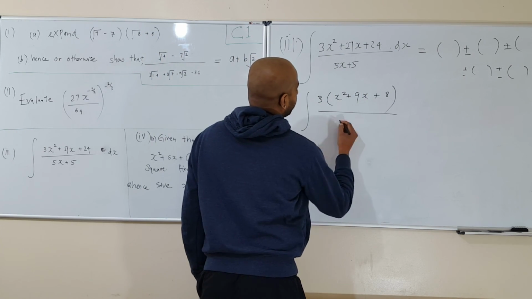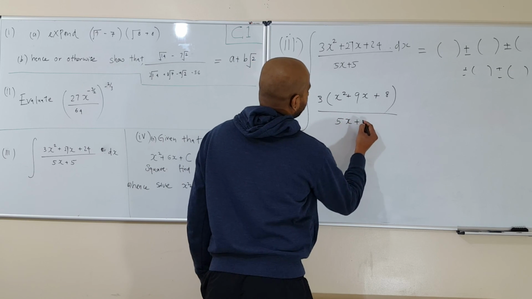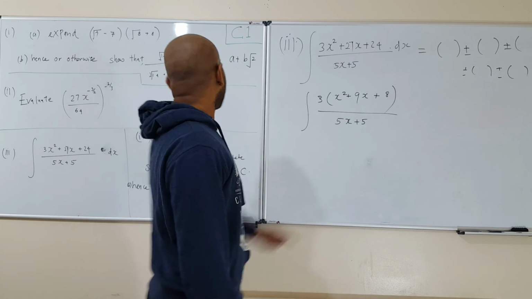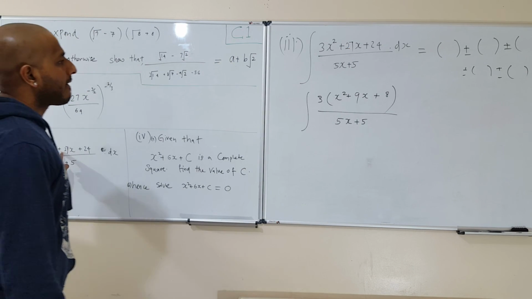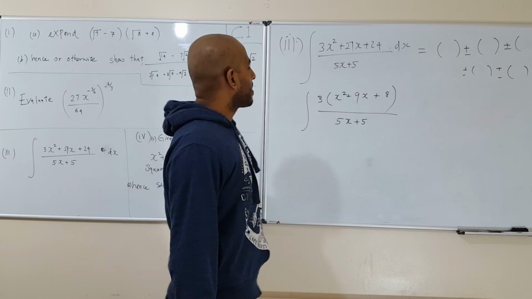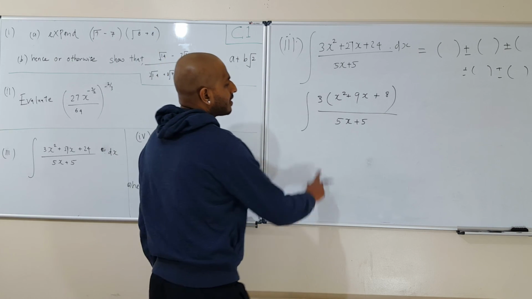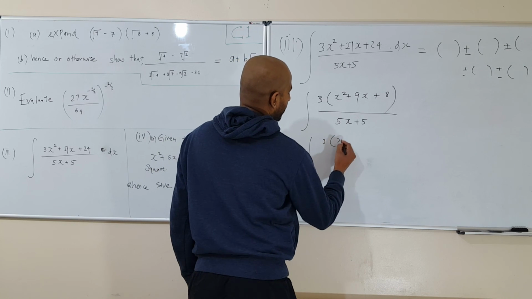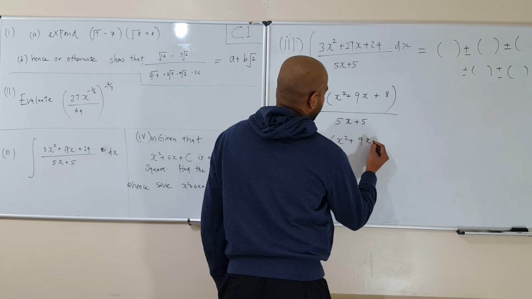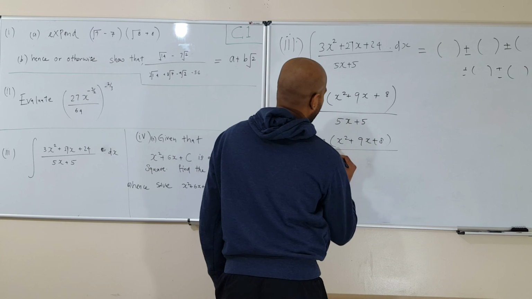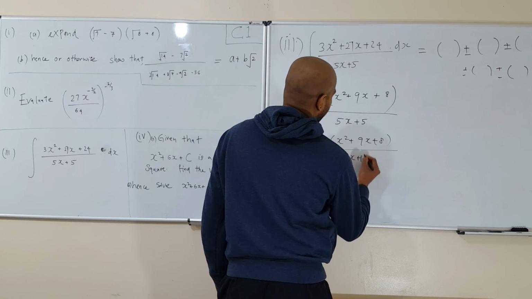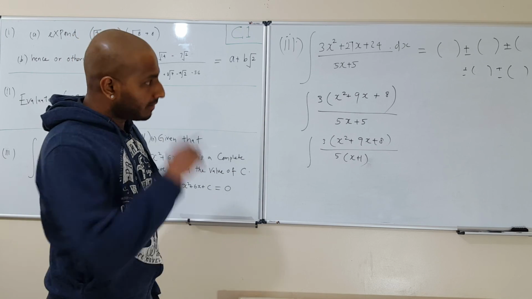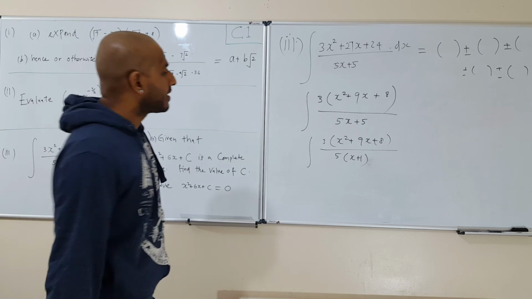And 5x plus 5. Okay, so the original question has changed by just one number, 27. This should be 27, not 21. Right, now we can probably factorize the bottom part as well. 9x plus 8 divided by 5 times x plus 1. Still we can't do anything. Basically, it's not in that format.